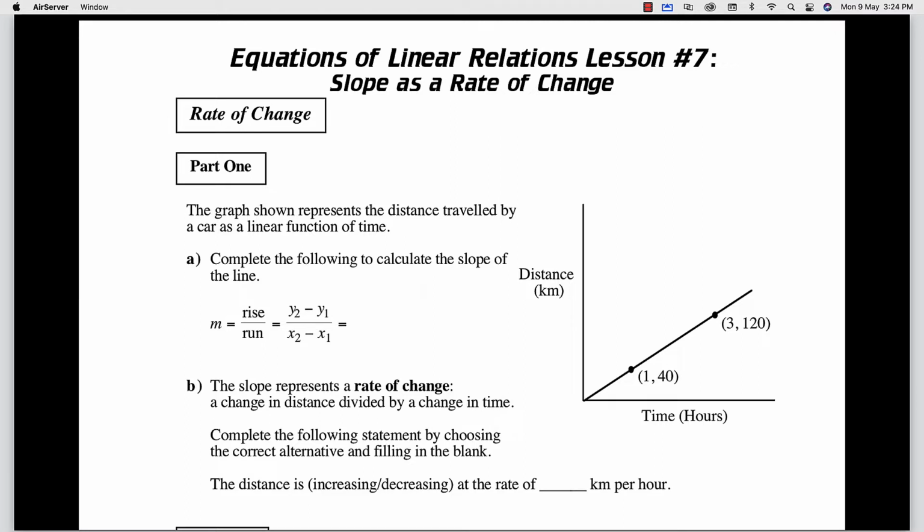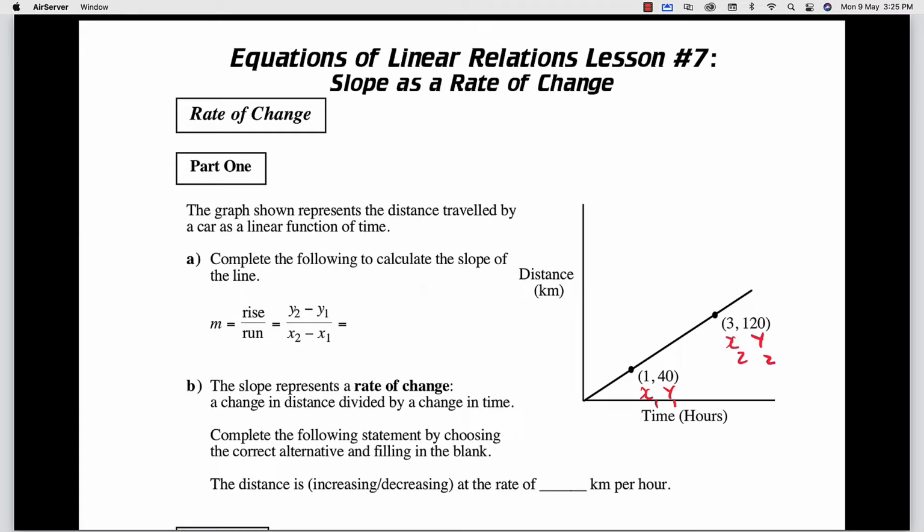So what are we looking at? Slope as a rate of change. Basically what we've got here is a line with a slope. If we notice in part A, it says the slope, m, is rise over run, y2 minus y1 over x2 minus x1. So what you need to do is identify these as x and y, 1s and 2s in this case. I'll label it like that. It can be either, vice versa.